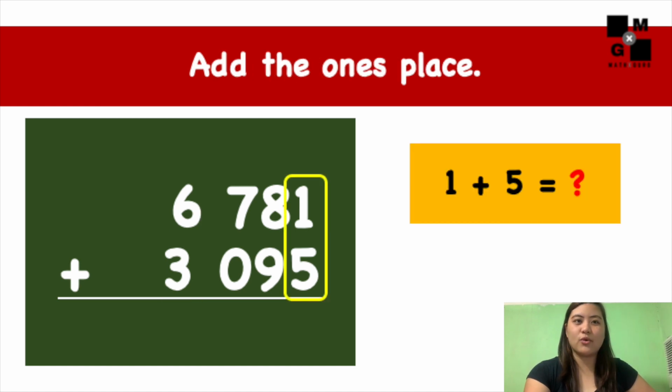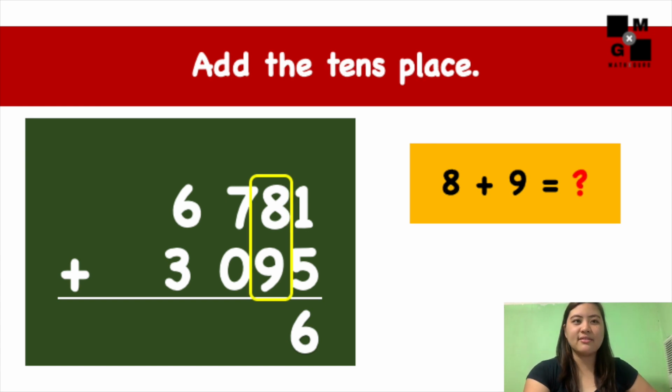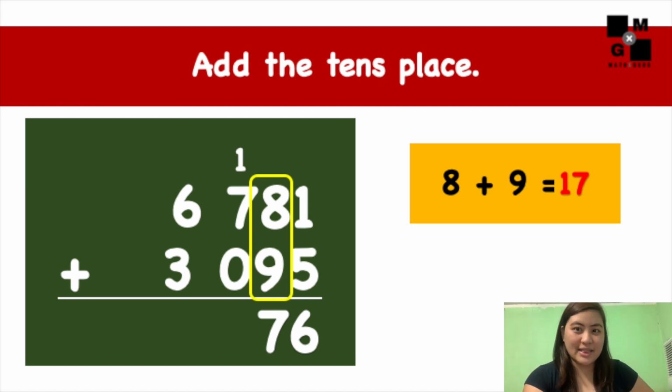Add the ones place. So 1 plus 5 will give you the answer of 6. So put down the digit 6 under the ones column. Next, we will add the tens place. So 8 plus 9 will give you an answer of 17. So as you can see, the digit here, which is 17, is a 2-digit number. But we're not allowed to put down two numbers at the same time. So with this, the third rule will happen, which is regrouping. So put down the digit 7 under the tens column and carry over the tens place, which is 1, in the hundreds place. Madali lang, di ba?